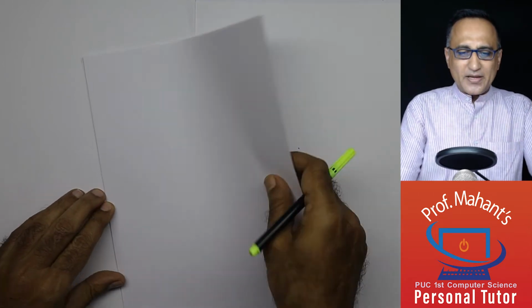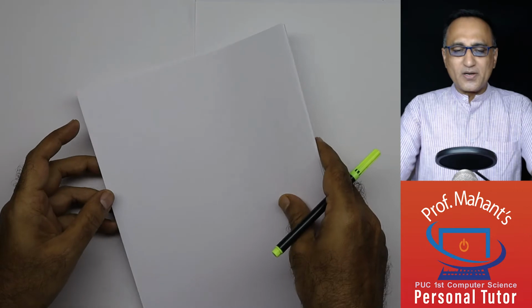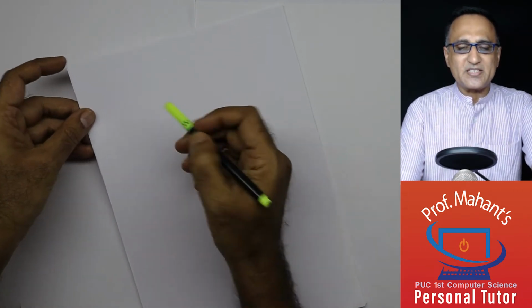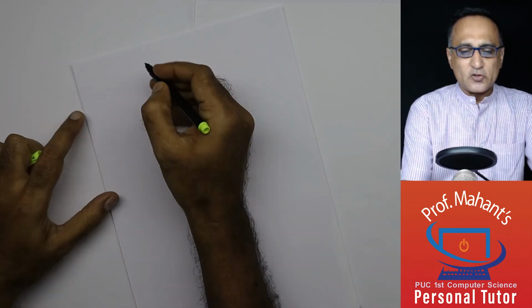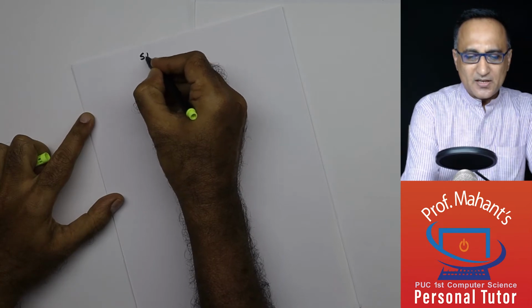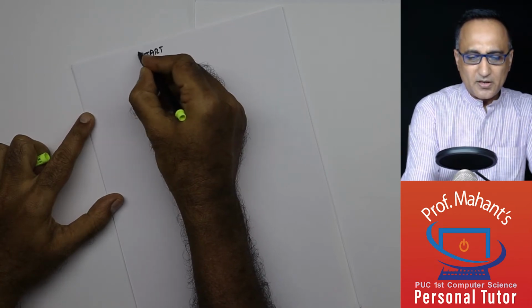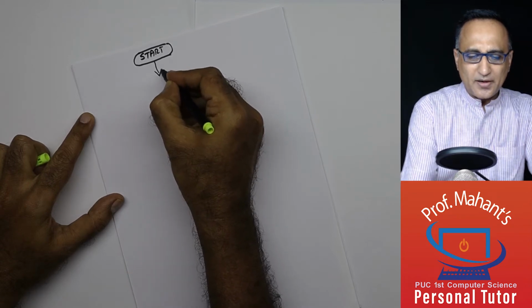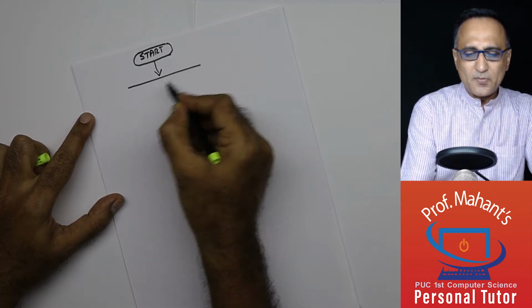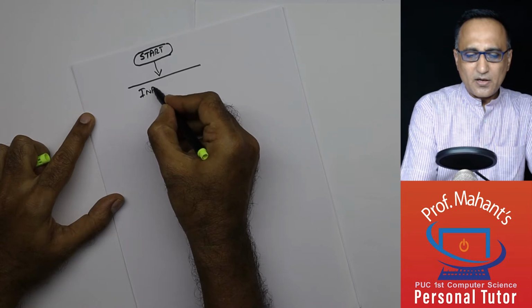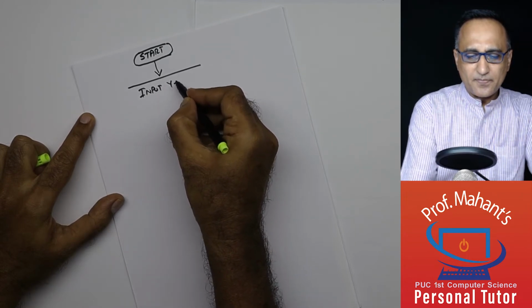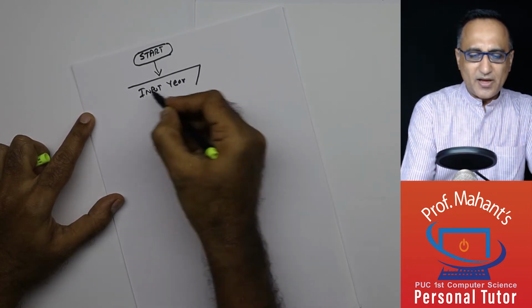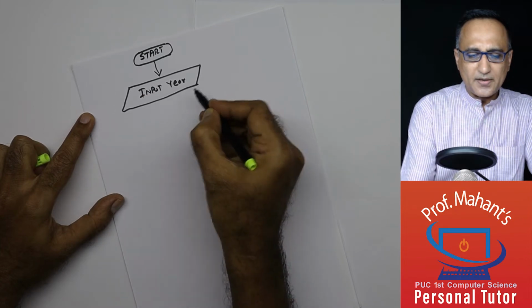So let's first try to take a look at this flowchart. Then we can go about trying to understand it a little better by taking a series of examples. First, I'm going to say start. There's only one value I need for this: I need to read the year. So I'm going to say input year. Here is the value a user is going to enter.